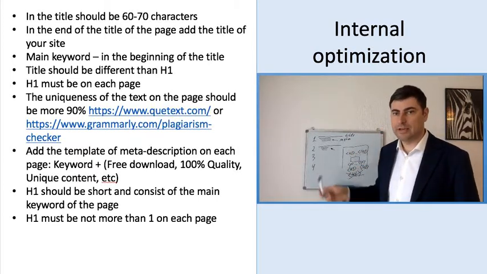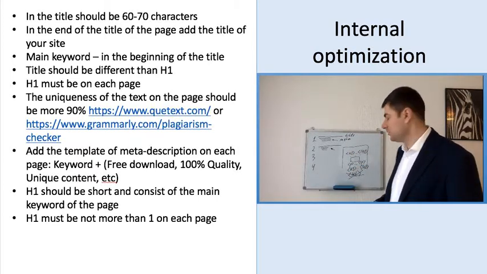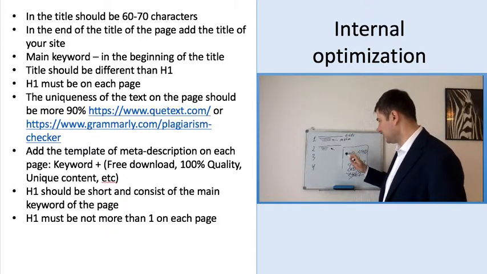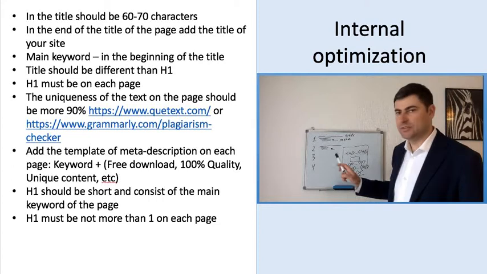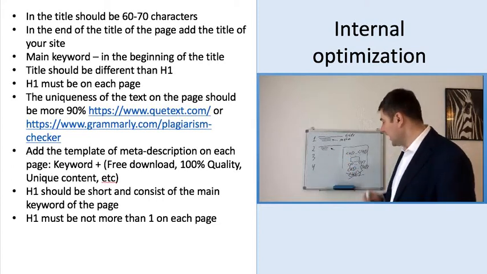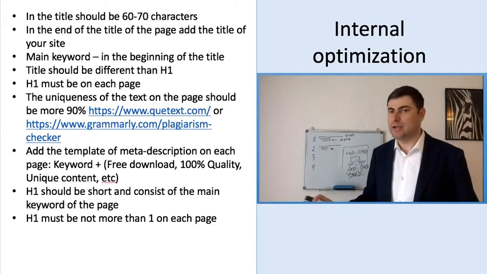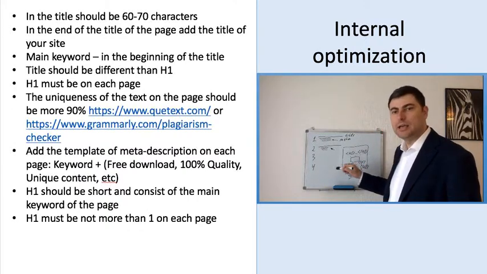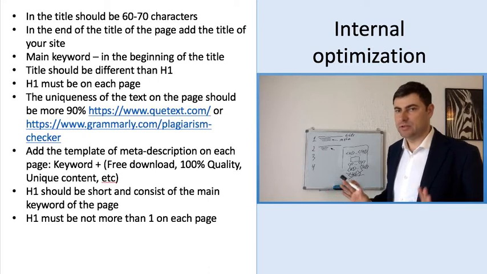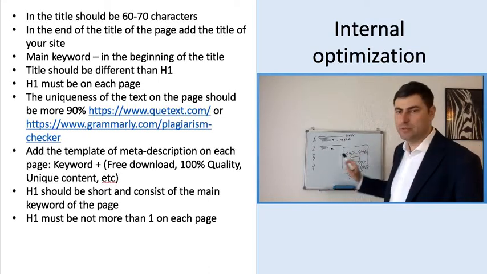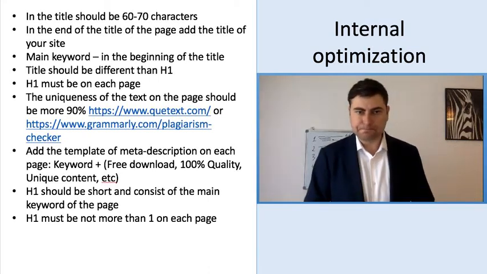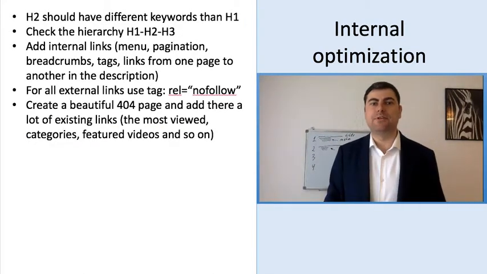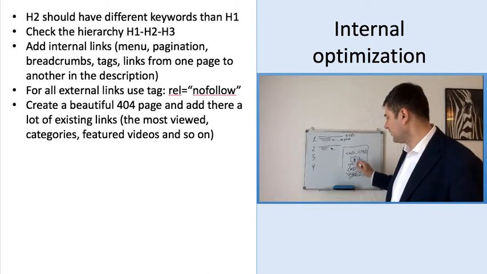Open your web page in the view of source code and check whether it has a title, it has H1, and the H1 is only the one. H2, you can put as many as you want. H2, H3, P, and so on. It doesn't matter, but H1 should be only one. Okay, move on. H2 should have different keywords than H1.